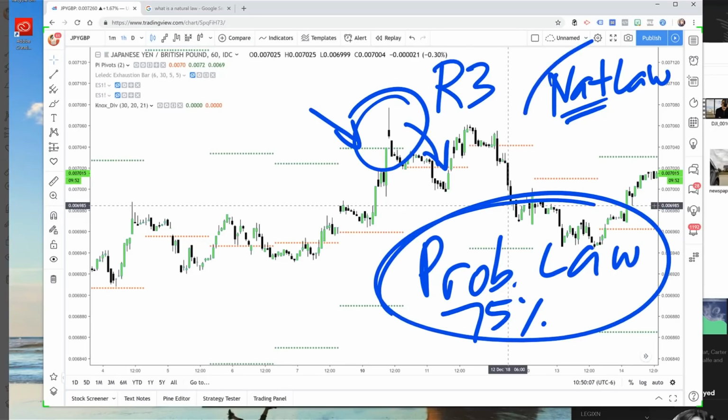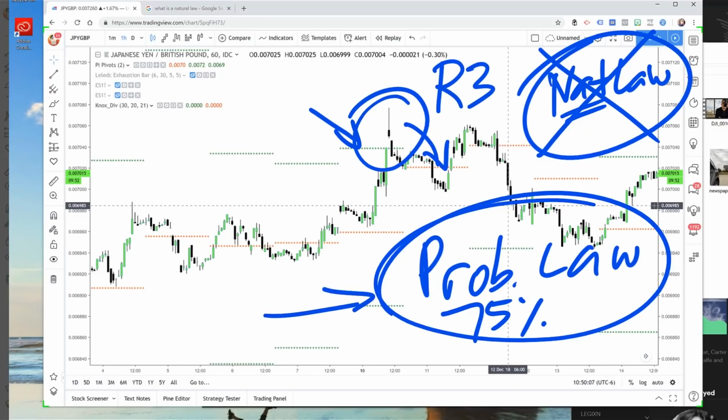Because in the world of trading, there are no natural laws. It's not science. It's not physics. It's not the laws of nature. Although some people will have you believe that. It's the laws of probability. And there are big differences between natural law and probabilistic law. But if you know enough about the probabilities, then you know enough to trade successfully for a long time.